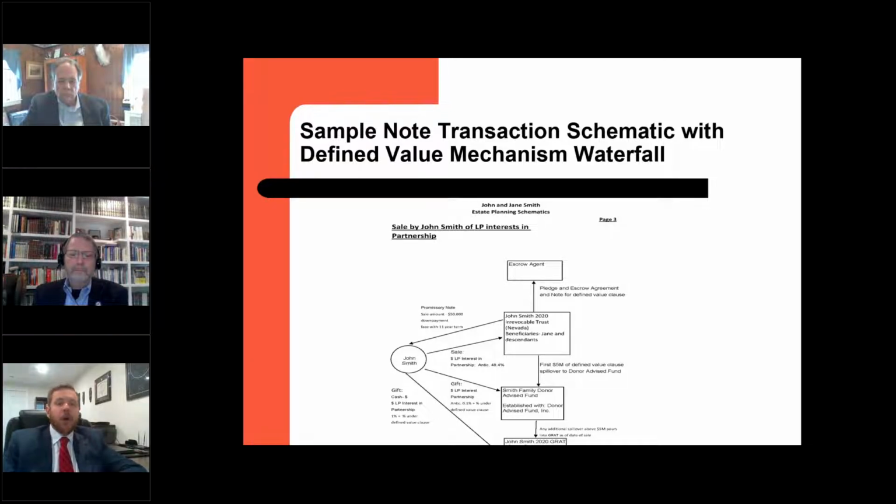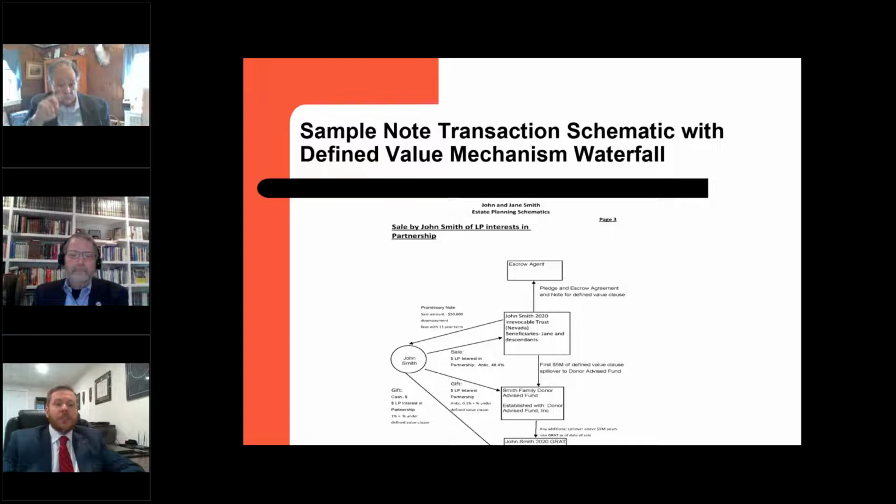This has a waterfall. It shows the different steps of this particular transaction. So the defined value mechanism has a certain amount of money that's going to go to a donor advised fund first. That's to base it off of the Christensen case, where they had there a full amount going to charity, but at least here we have a slice going to charity.